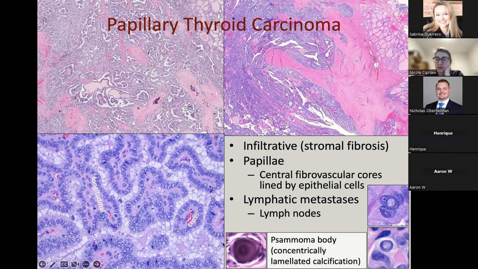Psammoma bodies are also quite specific for papillary thyroid carcinoma. They are these concentrically lamellated calcifications that are thought to be kind of infarctions of the papillary tuft. So you can see psammoma bodies in carcinomas with papillary morphology in other sites of the body. For example, papillary serous carcinoma of the ovary is another common one that has papillary morphology and psammoma bodies. So it may be related to the architecture in these cases.